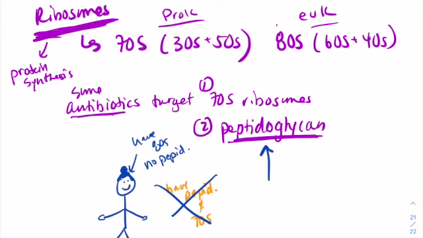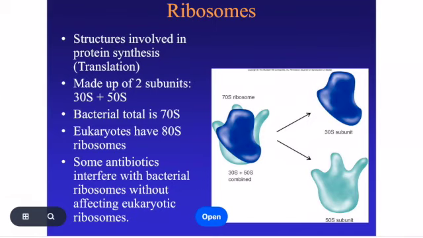There we go. So, classes of antibiotics, they tend to target, well, actually most of them, this is the biggest class, targeting peptidoglycan, but a lot of them do target 70S ribosomes. Okie doke.